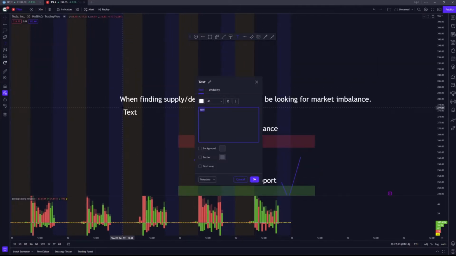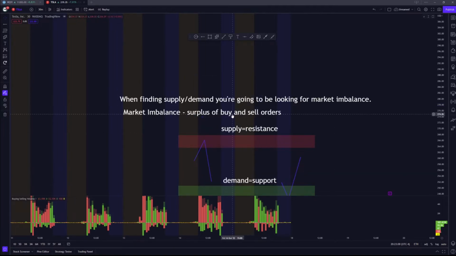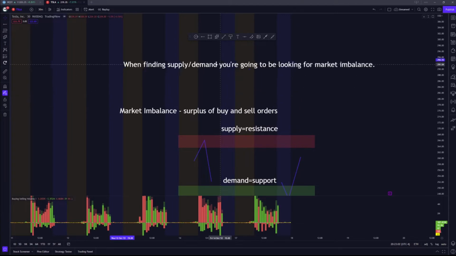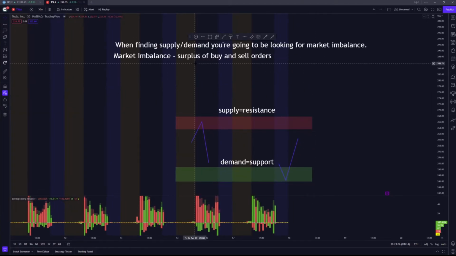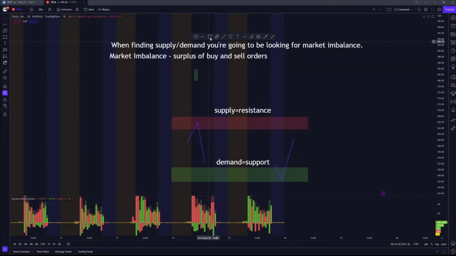So market imbalance is basically a surplus of buy and sell orders, right? So what does market imbalance quite look like? Well, market imbalance is created when there's a surplus of buy and sell orders. So basically you'll have the same highs and the same lows.